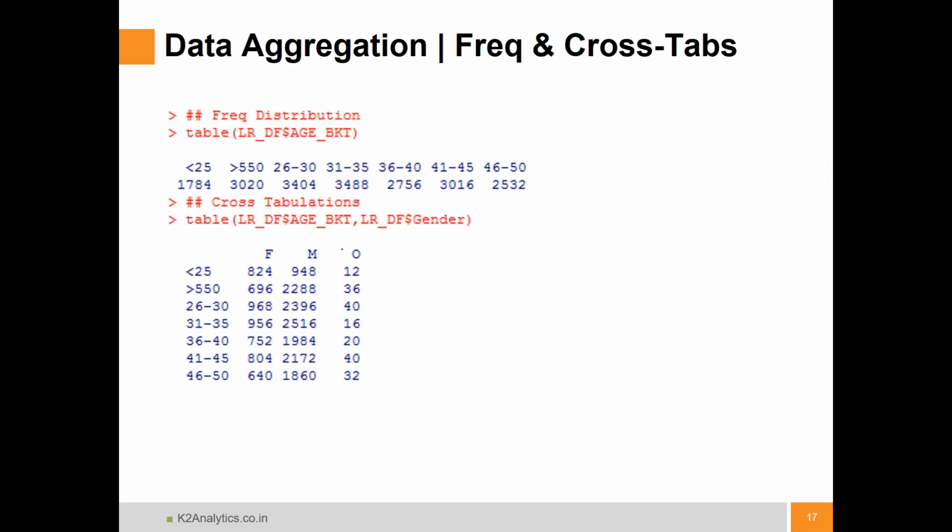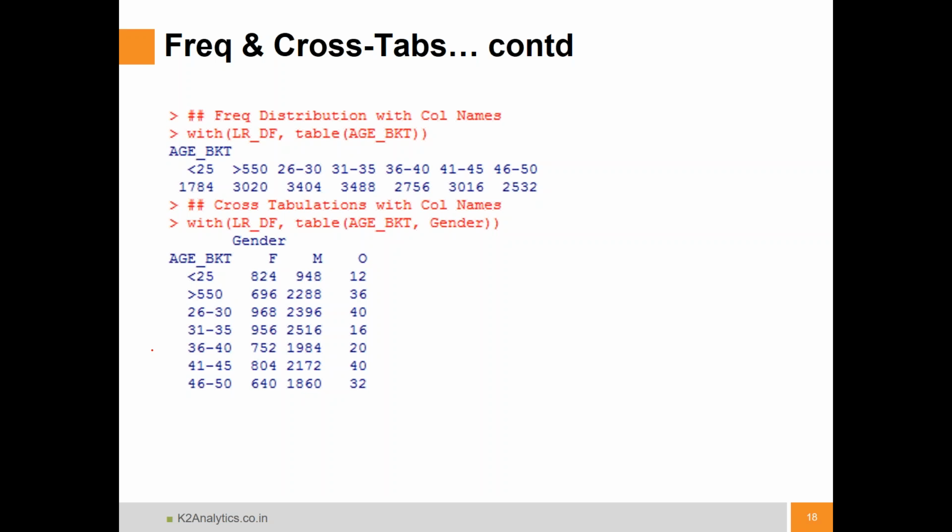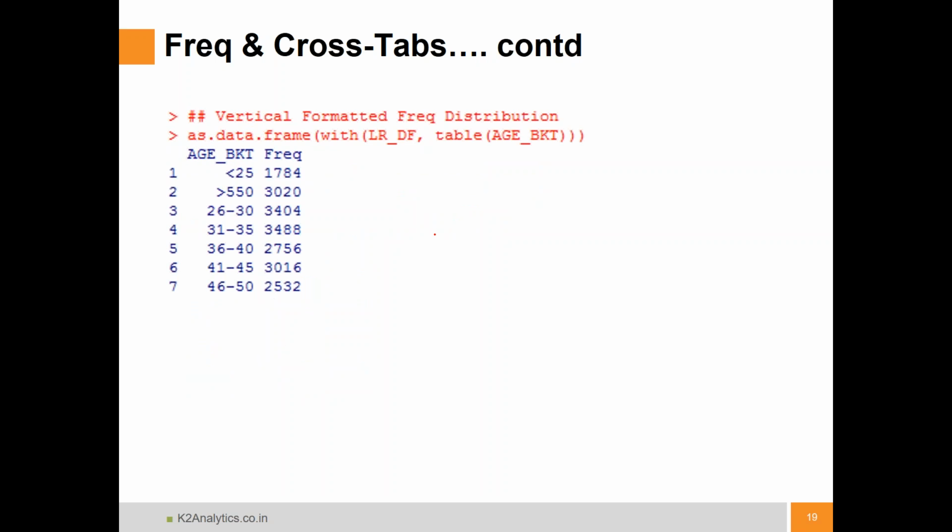There are a couple of other syntaxes also available to do the same cross tab. Now when I use the with clause, what I'm saying is the columns that I'm going to refer in the function. So the moment I say with LRDF and then I use this function table, what it says is this age bucket is part of LRDF. So I don't have to now keep prefixing it. So this is another way of doing attach, and this is a temporary attach. Basically it's a quick thing. So with LRDF table, I again do the cross tab.